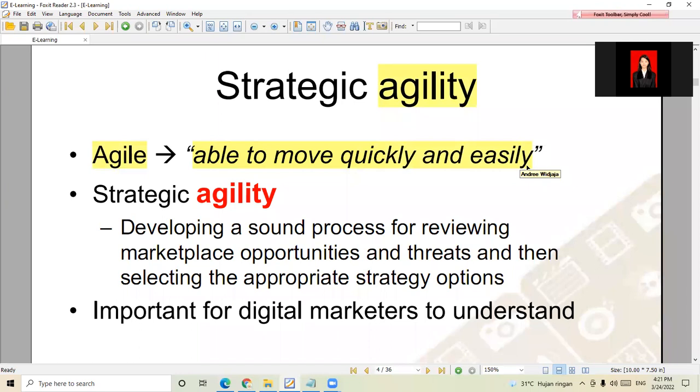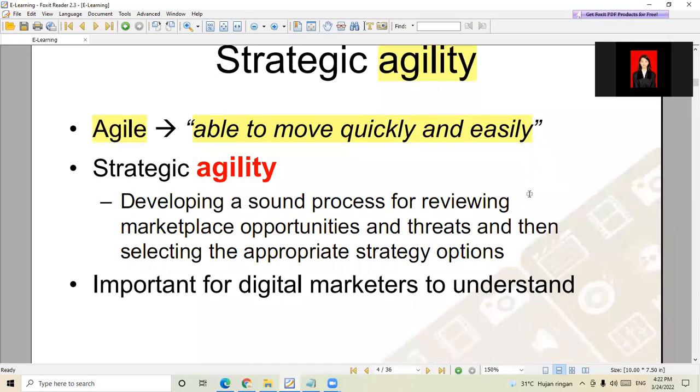If the company is slow to adapt, that simply means they don't have any agility. And sadly, maybe the competitors have more strategic agility than our company, and then we can be left behind by the competitors. So it is very important for the company to have this agility.